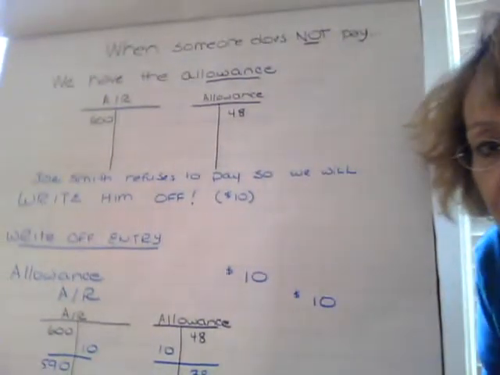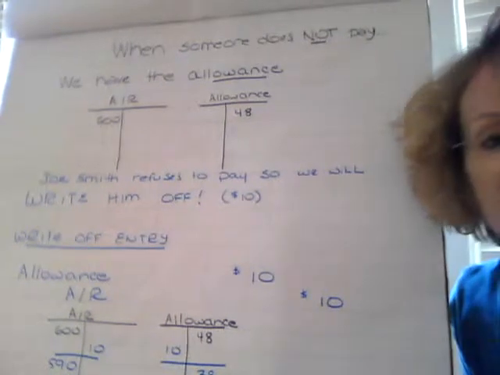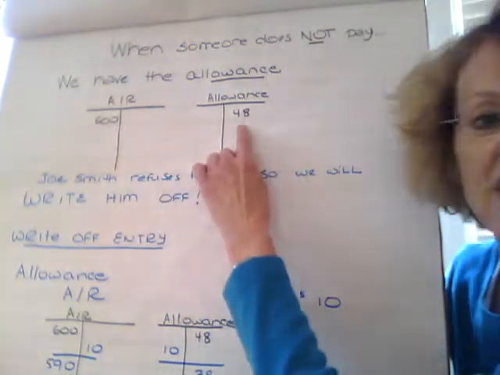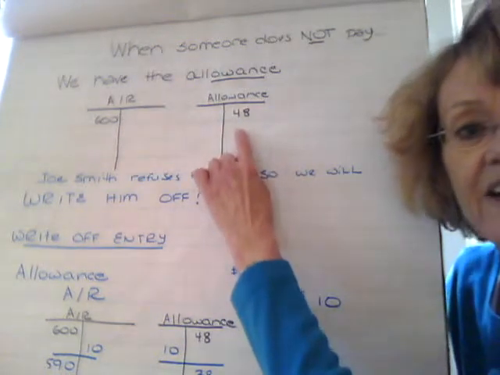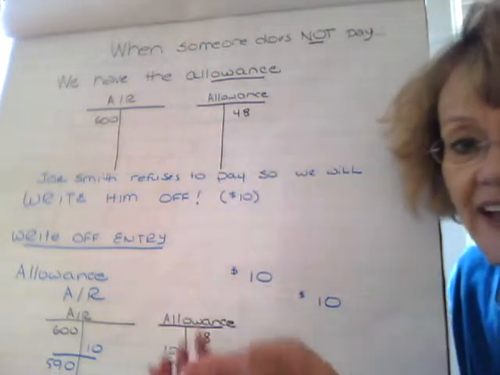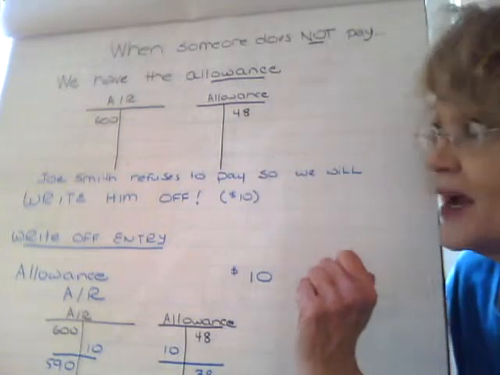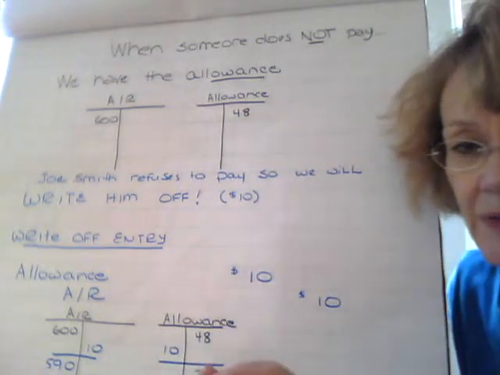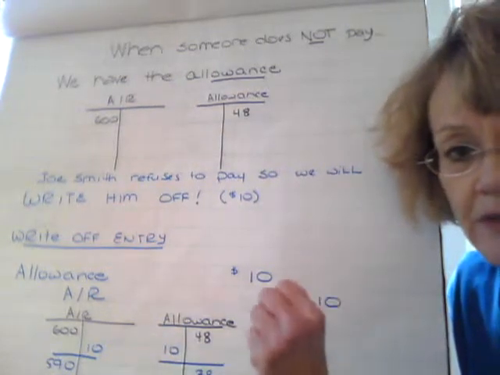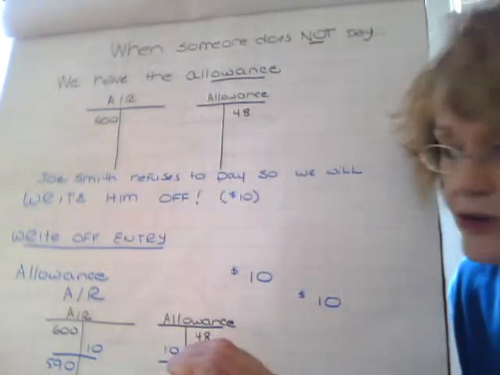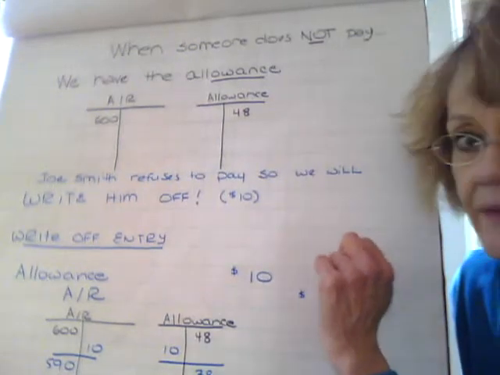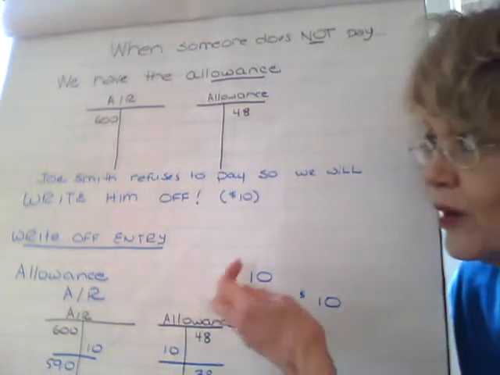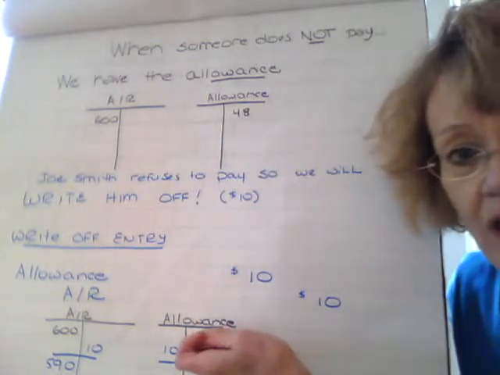So if you recall, I have my two accounts. I've got accounts receivable with $6,600 and the allowance with a whopping $48 sitting there just in case somebody defaults and does not pay us. So guess what happens? Joe Smith, I don't really know him. So if there's a Joe Smith around, it's not the person you know. He refuses to pay. I don't know why, but he's not pleased or he doesn't have $10. So we need to write him off.